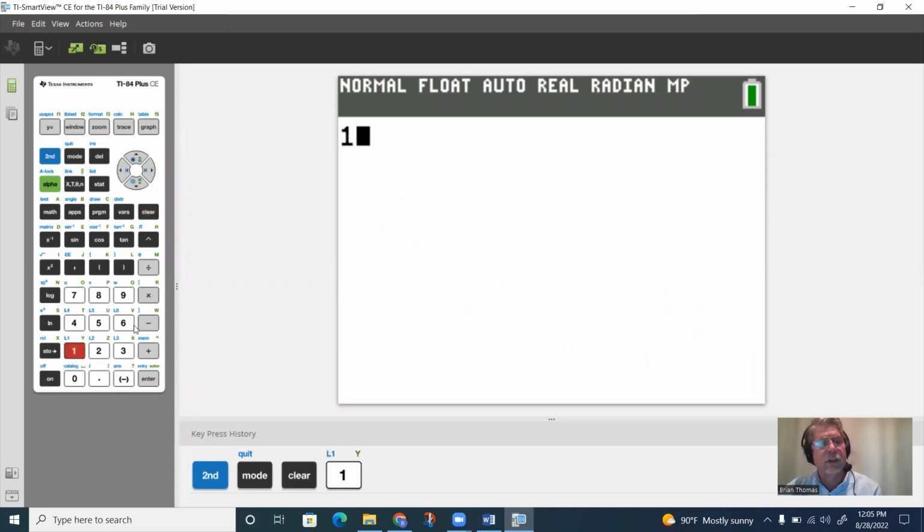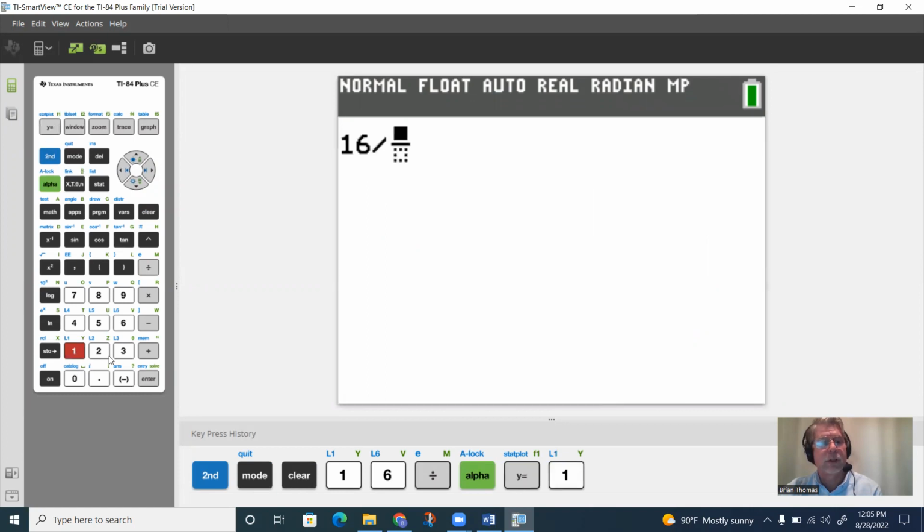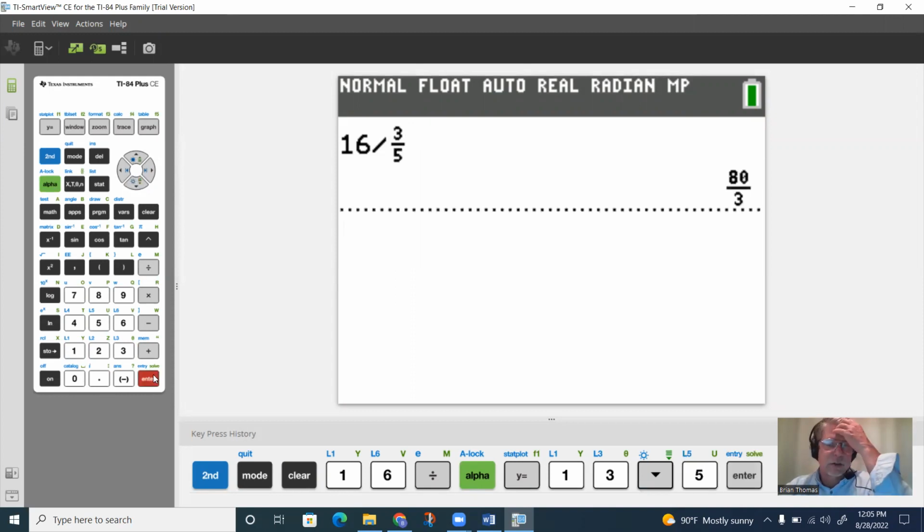So if I go 16 divided by, and again, I can use the alpha button for the fraction mode, alpha y equals, and I can choose number 1, and I could put in divided by 3/5, hit enter, and that'll give me 80/3. And notice that when it does it on the calculator, it also puts it in lowest terms.